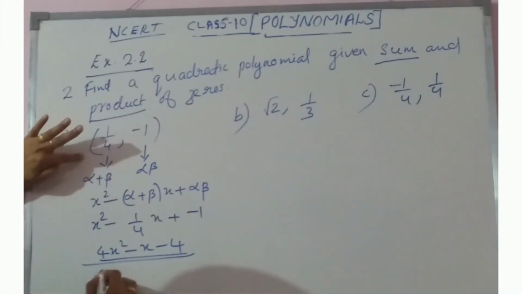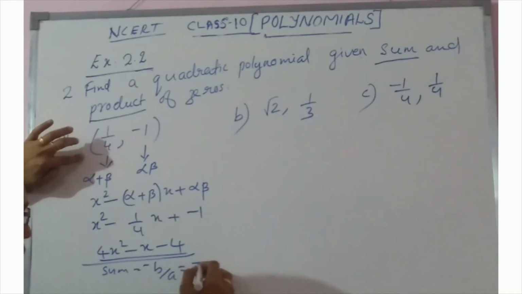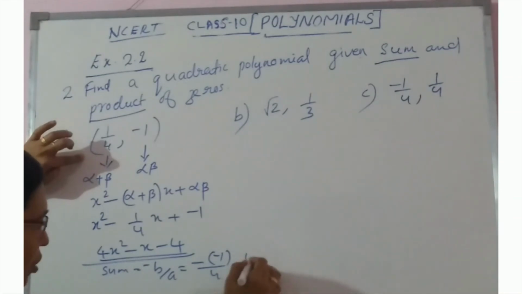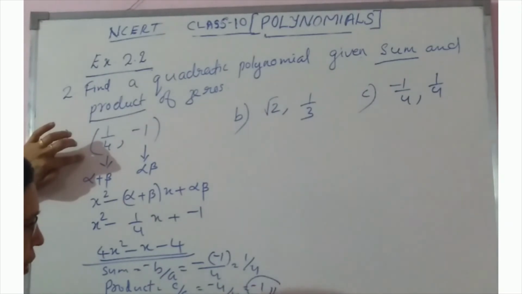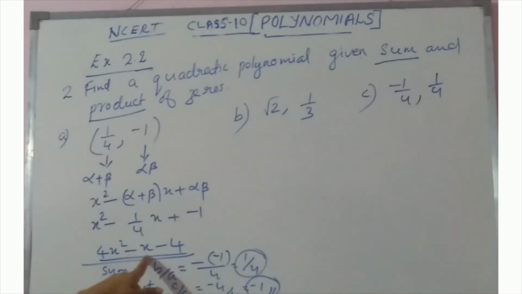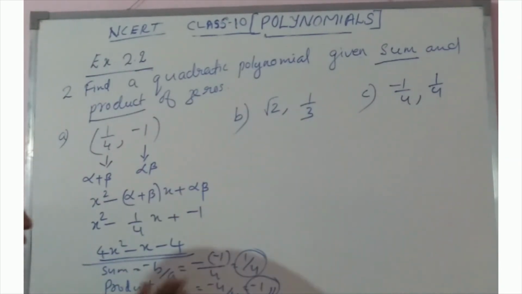Sum of zeros is what? So sum of zeros we studied minus b by a, that is minus of b, minus 1, divided by a, that is 4, that's equal to 1 by 4, and the product of zeros is equal to c by a. C value is minus 4 divided by 4 is equal to minus 1. So we are getting minus 1 and 1 by 4, that is the question. So our quadratic polynomial is correct. After getting the polynomial, you can check whether it is correct or not. It's not required. If you are having doubt, then you can check it.